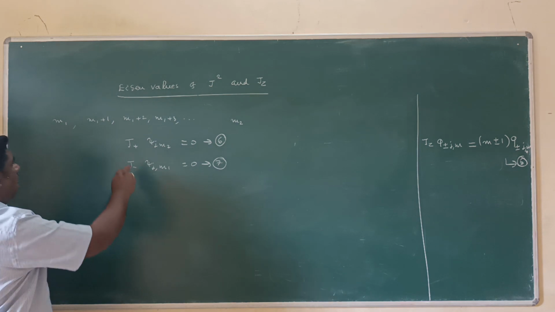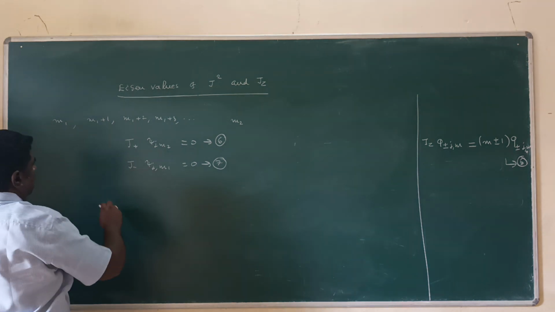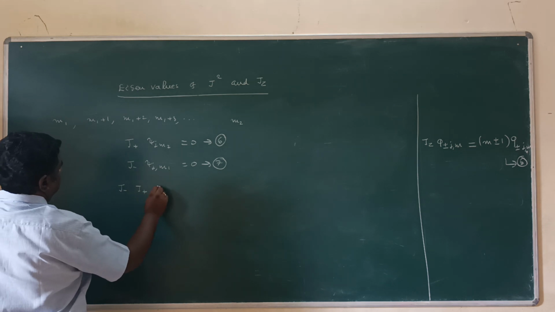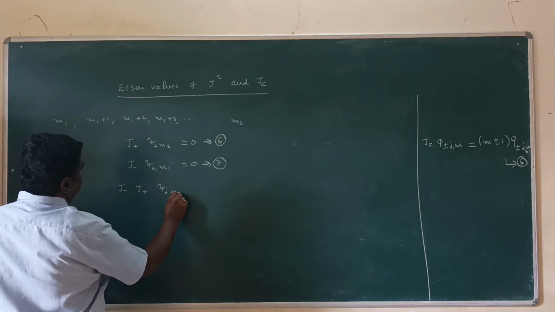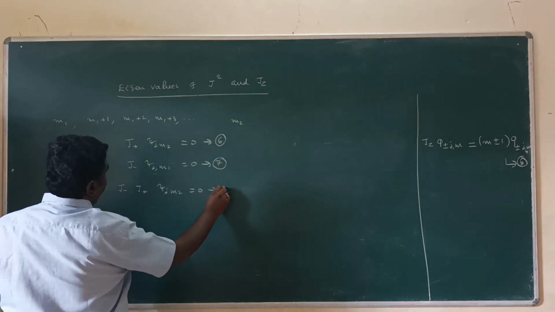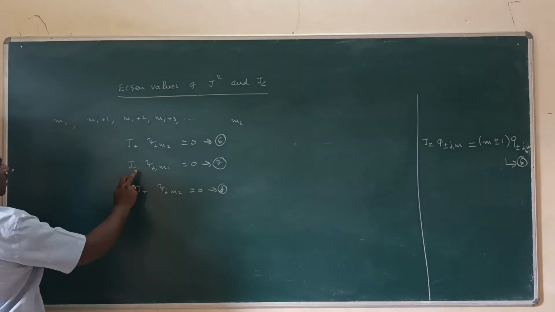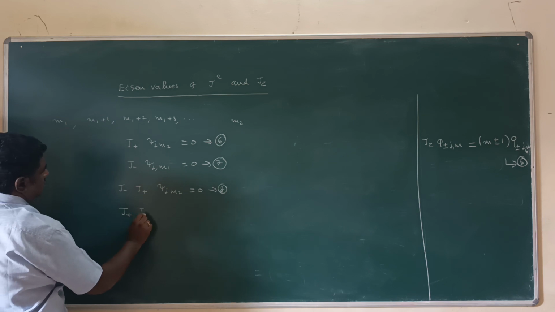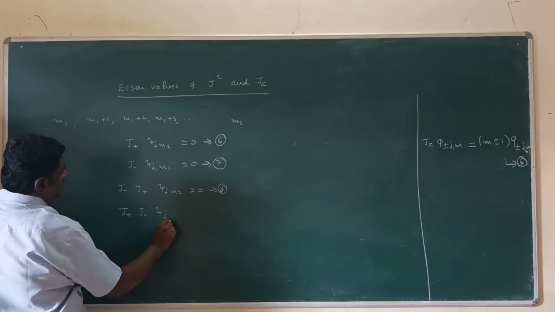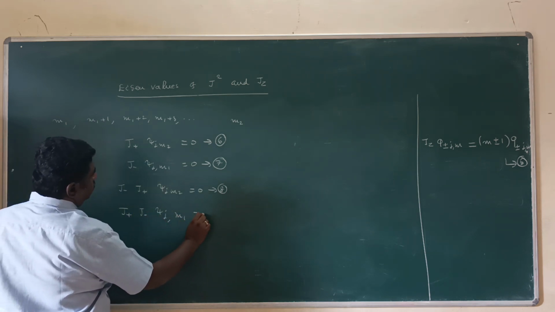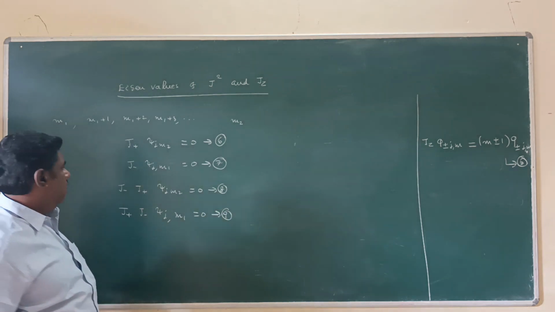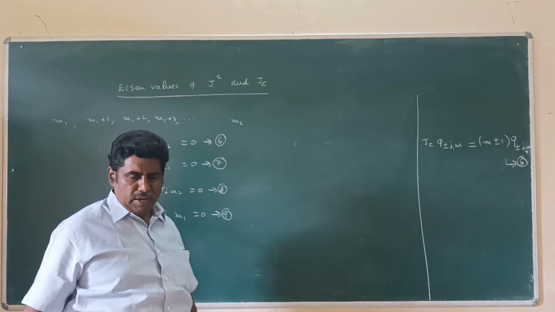Now operate equation 6 by J−: J− J+ ψ(j,m2) = 0. You get a new equation, equation 8. Then operate equation 7 by J+: J+ J− ψ(j,m1) = 0. This is equation number 9. Now we have to find out the value of J− J+.